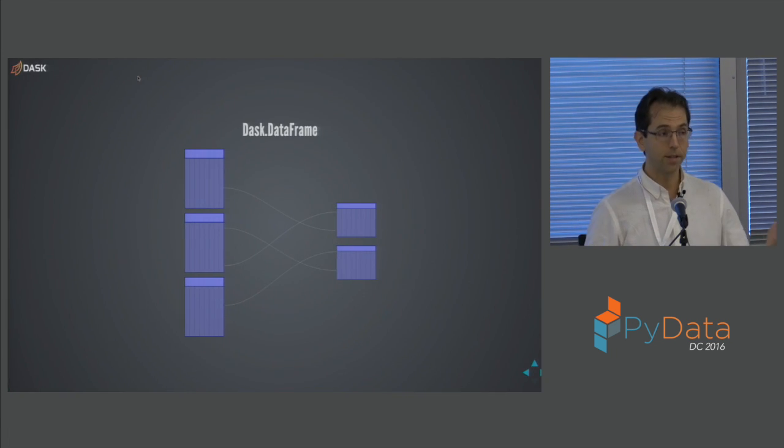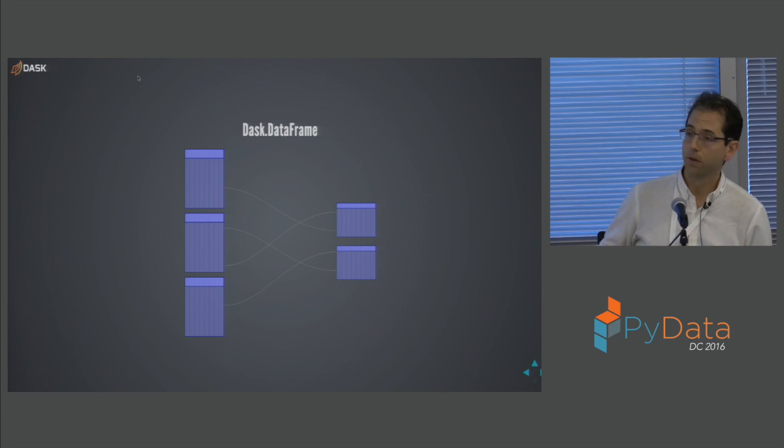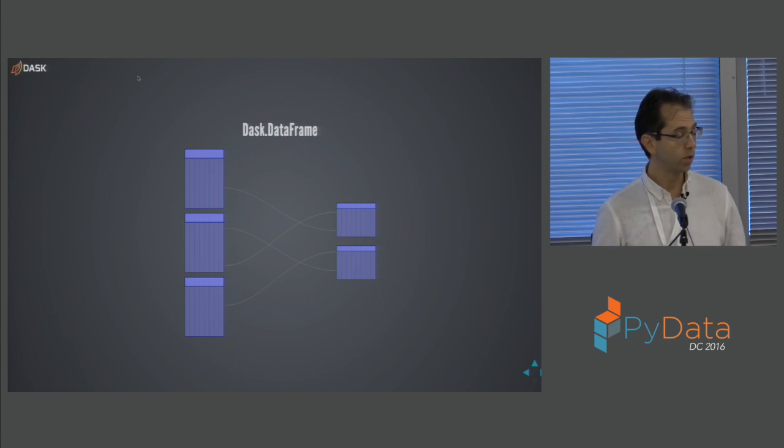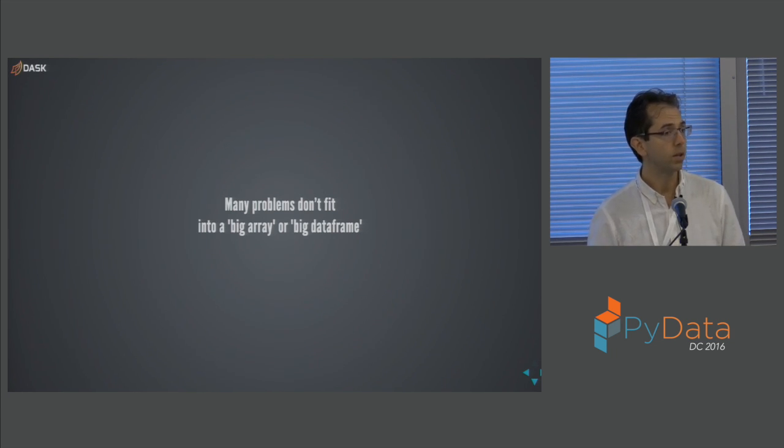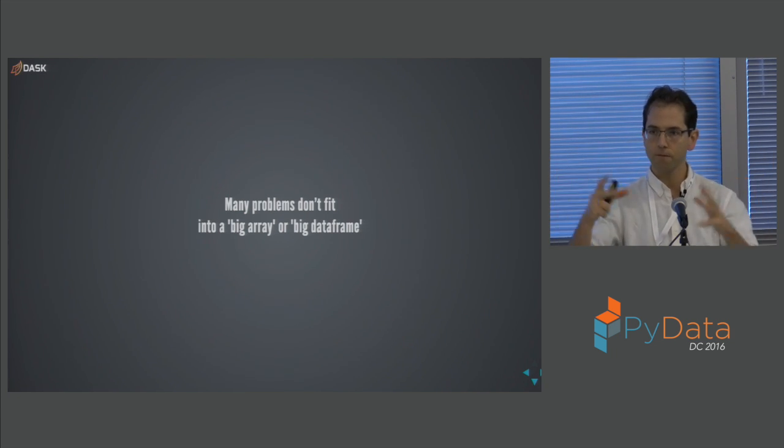So that's a big data frame. And for a lot of people, that is really very useful. However, many problems don't fit into a big array or a big data frame. When we first started this, people would come to us and say, okay, we have this interesting problem. And they're like, okay, great, I've got this big data frame. How do I shove my problem into a big data frame? And that shoving process was awkward. We were trying to rewrite a lot of code, and it wasn't very natural.